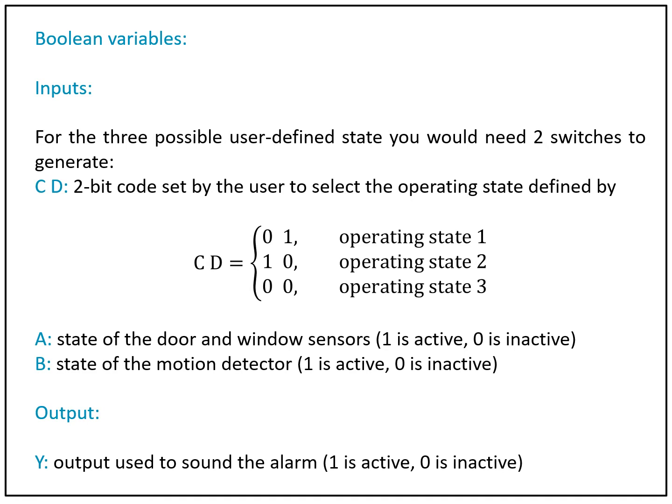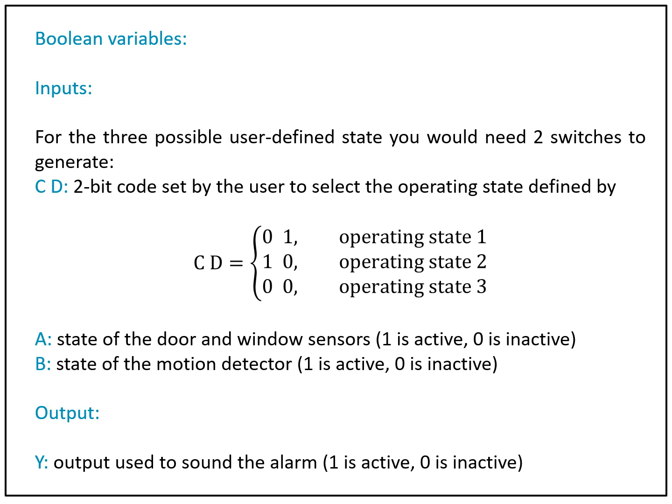Then we need one more Boolean variable, or a binary variable, which we would call B, and this would represent the state of the motion detectors. So if there is a motion detected in the house, it will give me a reading of 1, otherwise it will remain 0. So these are the inputs here. So we have C and D representing the user input or selection.